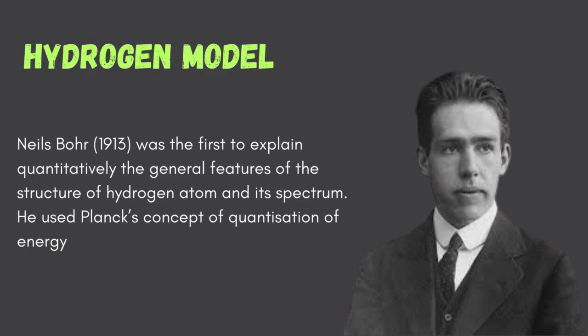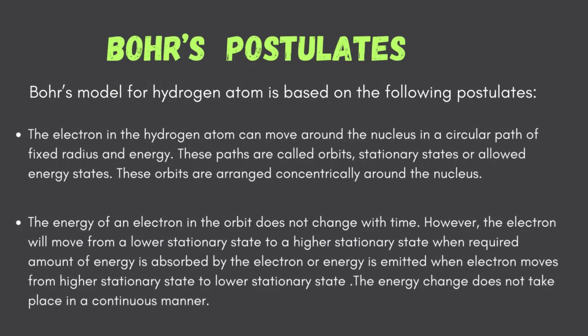Bohr's postulates. The electron in the hydrogen atom can move around the nucleus in a circular path of fixed radius and energy. These paths are called orbits, stationary states, or allowed energy states. These orbits are arranged concentrically around the nucleus. The energy of an electron in the orbit does not change with time.